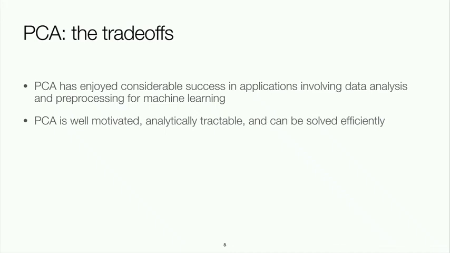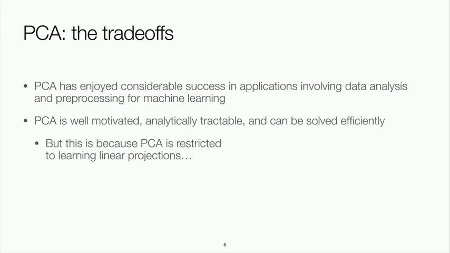But why do we get all of these things? Why is it well motivated from a bunch of different angles? Why is it analytically tractable? Why can it be solved efficiently? It's because it has a very particular restriction: it's restricted to only learning linear dimensionality reduction. The way that I'm going from D dimensions to K dimensions has to be expressible by some D by K matrix. That's all I get to work with, so in the end, we're only going to be able to do linear things.